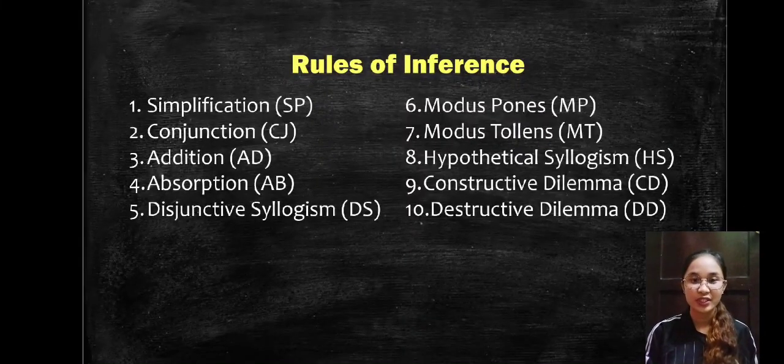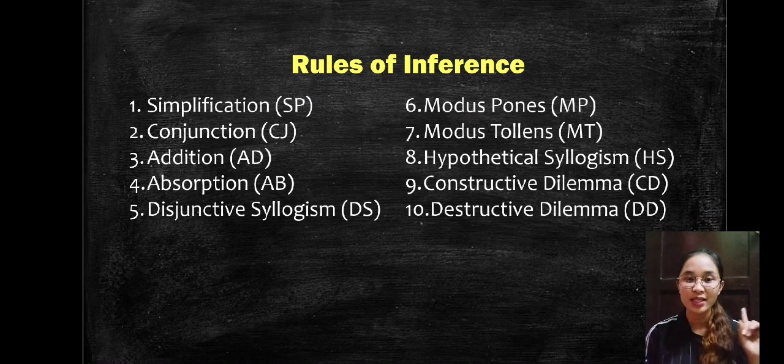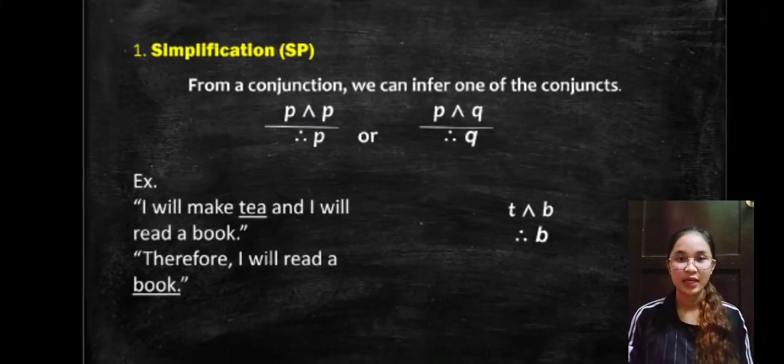So now let's proceed to the 10 rules of inference. Number 1, simplification, conjunction, addition, absorption, disjunctive syllogism, modus ponens, modus tollens, hypothetical syllogism, constructive dilemma, and destructive dilemma. So una, mag-start muna tayo sa simplification.